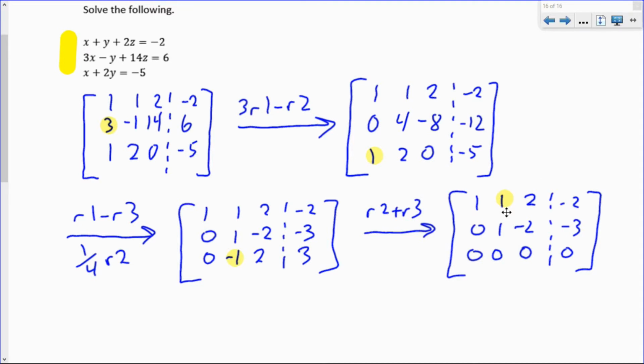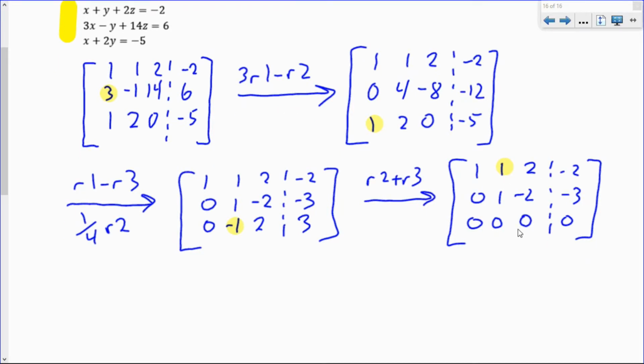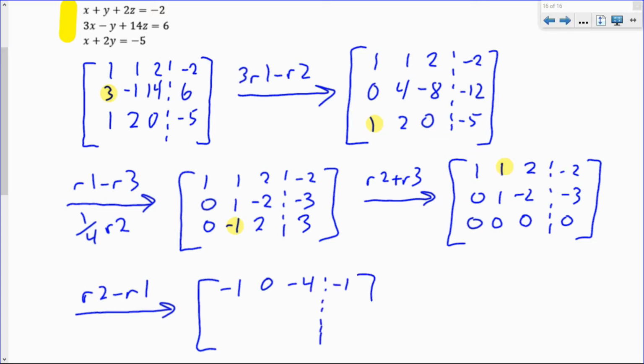And this one's pretty easy to eliminate because we just do row 2 minus row 1. And we'll get negative 1 because we did 0 subtract 1. 0. Negative 2 minus 2 is negative 4. And negative 3 subtract negative 2 would be negative 1.